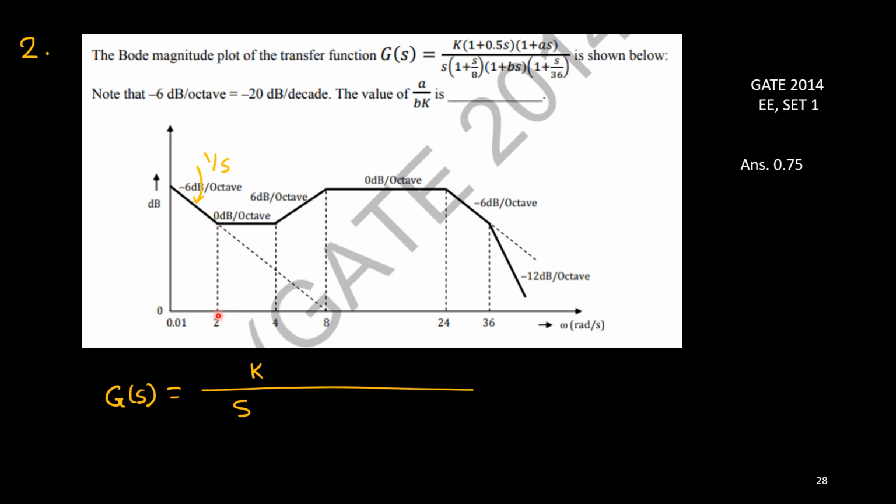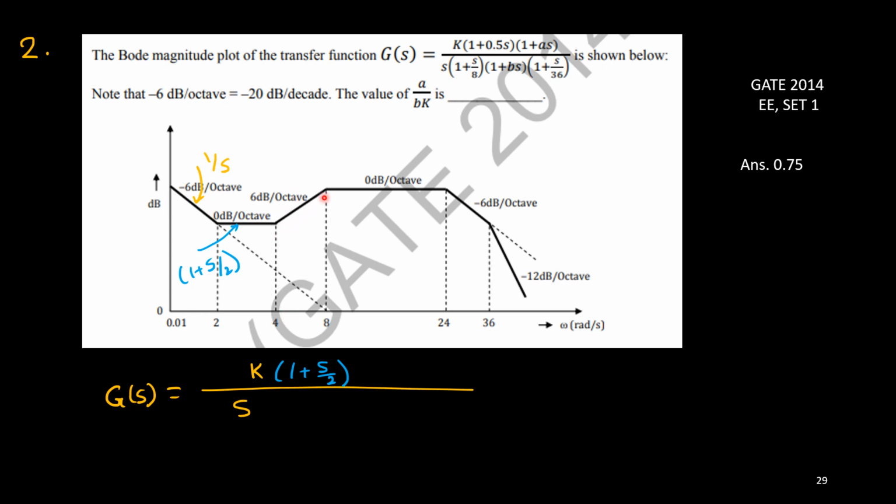That means I should have one part in the numerator, and that corner frequency is 2. So it is 1 plus s by 2. That is the same as 1 plus 0.5s. Okay, this is 0.5, so this is fine. It is given.